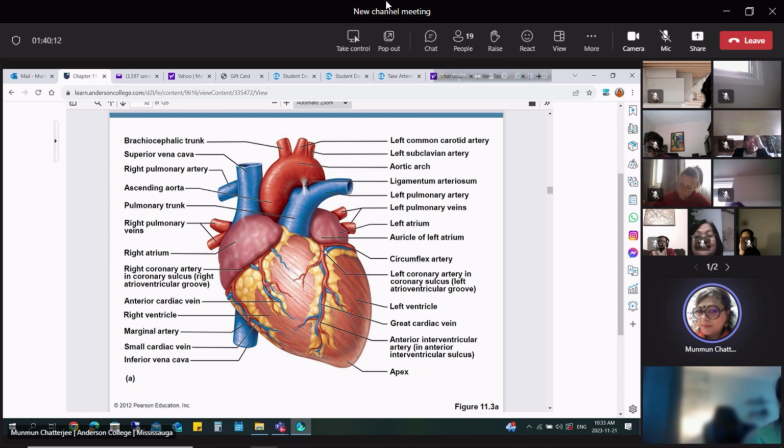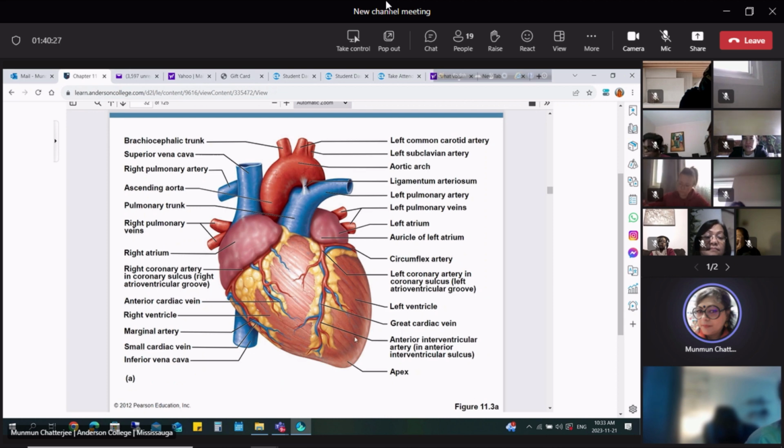These are the different types of arteries. Any blockage in any artery or any vein can give you a heart problem, because they are supplying the oxygen and nutrients to the heart muscles.